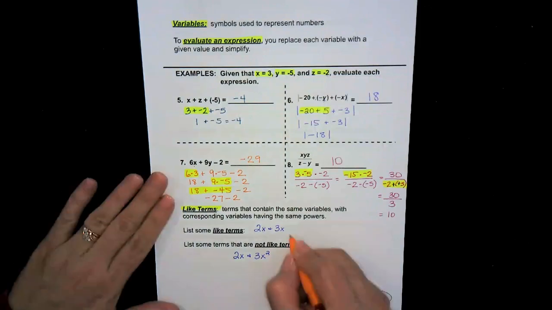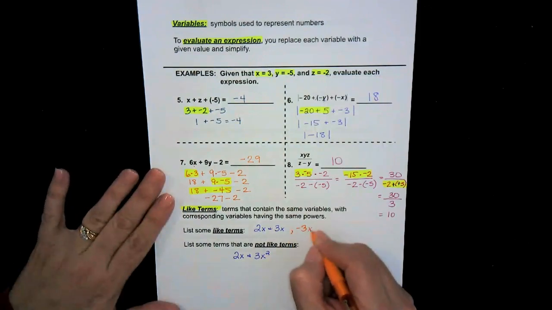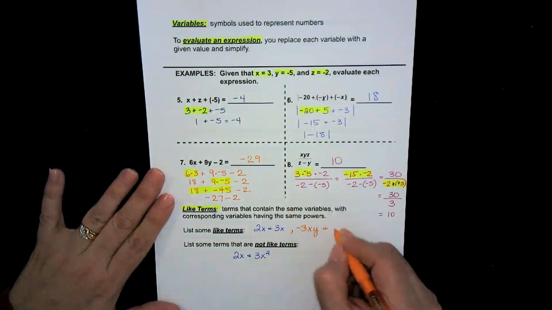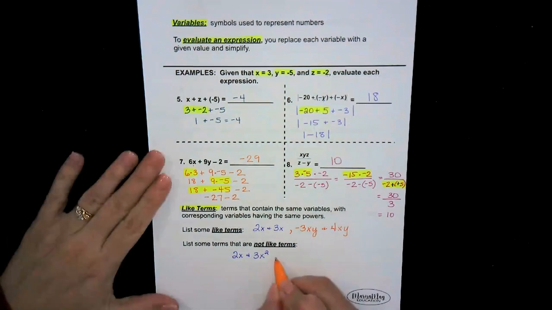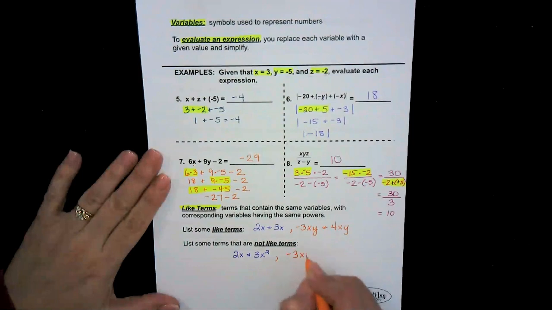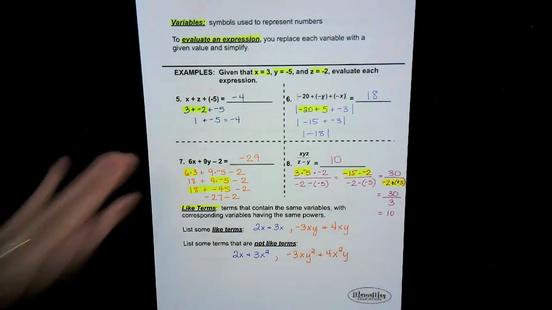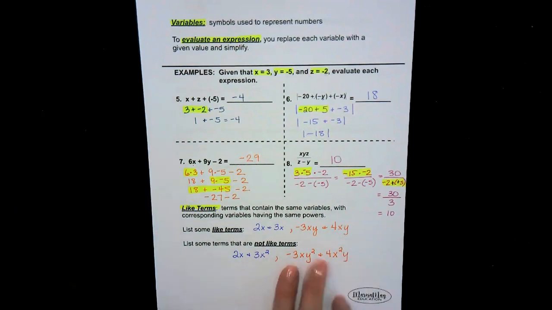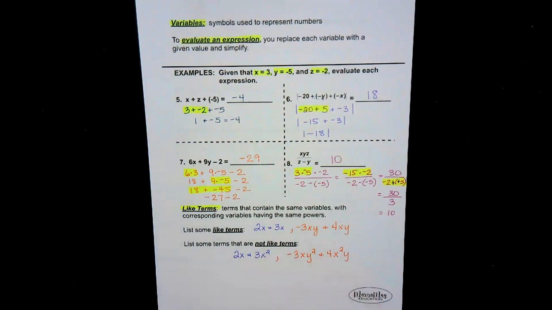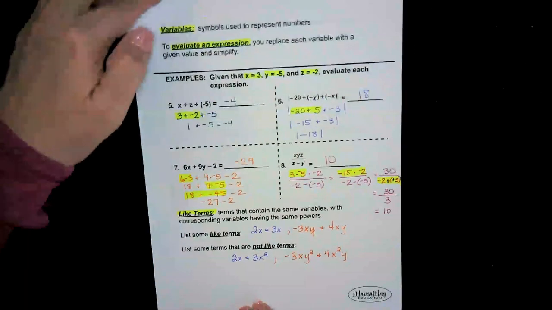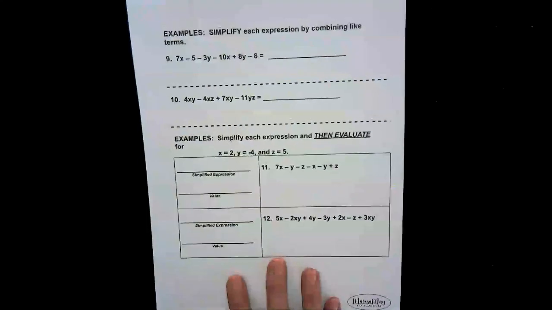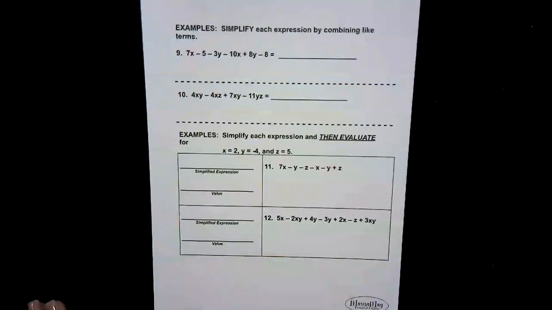Let's look at another one. Negative 3xy would be a like term with 4xy. Okay, but negative 3xy to the second would not be a like term with 4x to the second y. You see how they have the same variables, but the exponents are not the same for the same variable. Okay, so got to have same variable, same exponent in order to have a like term. Why is that a big deal? Because we want to combine and simplify expressions with their like terms.